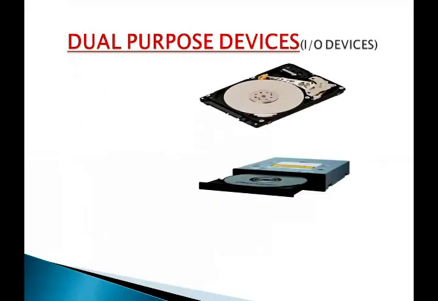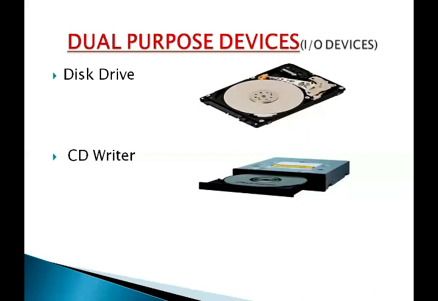Next are dual purpose devices, input and output devices. Number one is disk drive. Number two is the CD writer. A disk drive is a peripheral device that reads or writes disks, hard disk, floppy disk, etc., that store information. Disk drives are called storage devices because they store information on a portable or permanent disk.